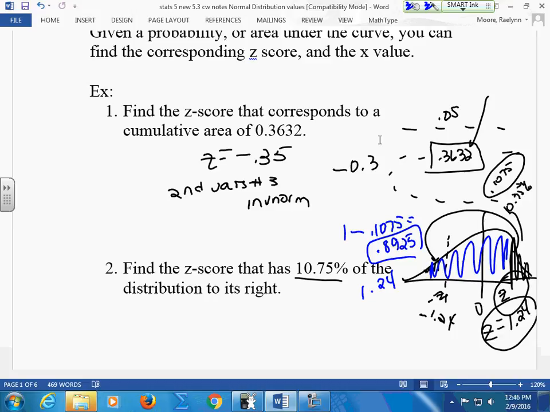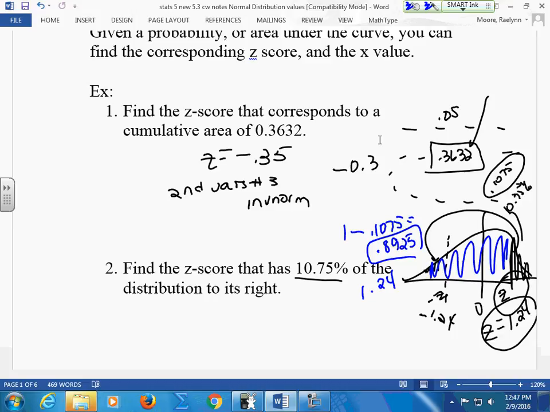Two different ways. One, we use the concept of symmetry. This area is the same as this area, because they're equal distance away from my zero. If I get a negative, I know it's the positive on the other side. The second way is, area is always given to the left. So if I want to look that up in my table, I have to find the area to the left. So I subtract it from 1.